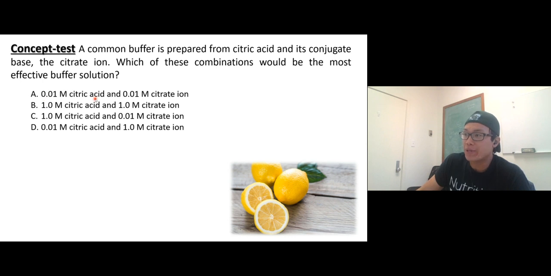So we have 0.01 molar citric acid and 0.01 molar citrate ion, compared to 1 molar citric acid and 1 molar citrate ion. Totally, the 1 molar beats 0.01 because the capacity is 100 times higher, right? 1 molar citric acid and 0.01 molar citrate, this is too low of the conjugate base. 0.01 molar citric acid is too low of the acid, right? The highest capacity, so this one can withstand addition of acid or base up to 1 molar, not just 0.01. Okay, all right, that's how a buffer solution works. Now we're going to move on to the non-buffer solution.